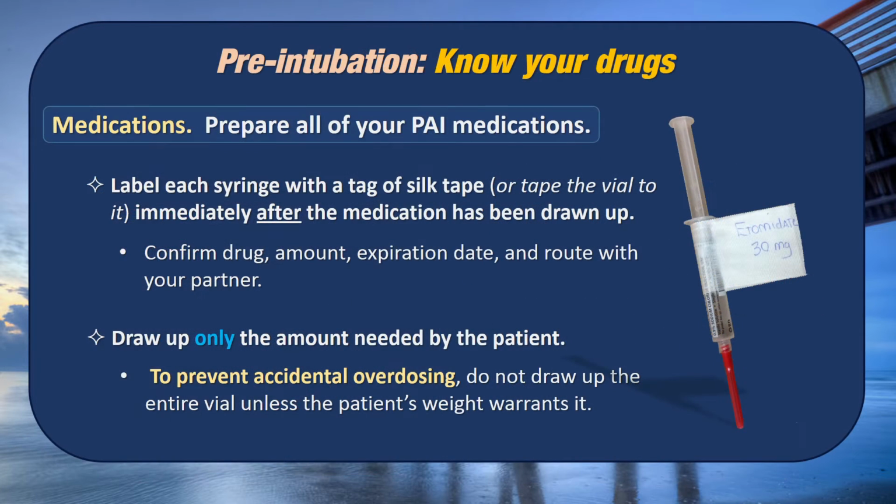I'm going to get all my PAI medications ready to go, label my syringes with silk tape, make sure that I have the right drugs available. Remember, our respiratories require ketamine instead of etomidate because of the beta effect from the ketamine that we want to help with the bronchodilation. I want to make sure that I have confirmed the drug, I've showed my partner the drug, that I have the proper amount, the expiration, and that we're ready to go.